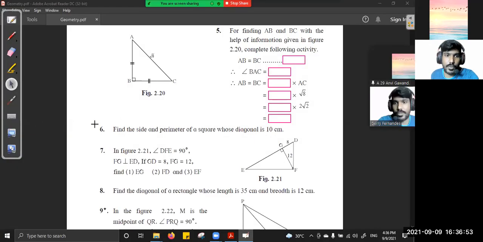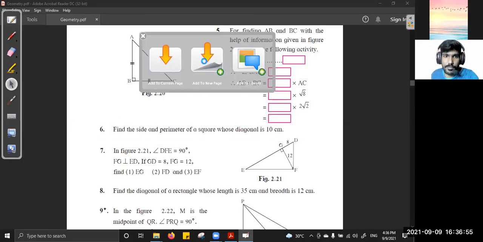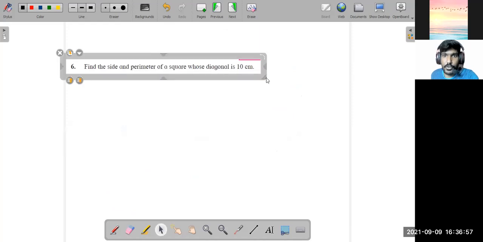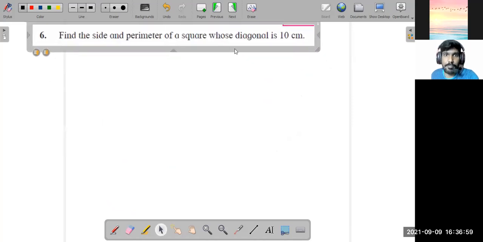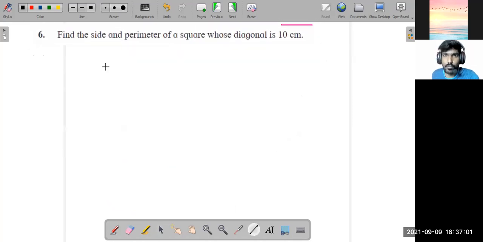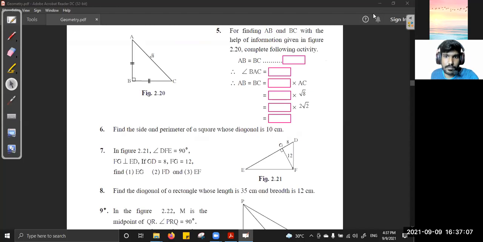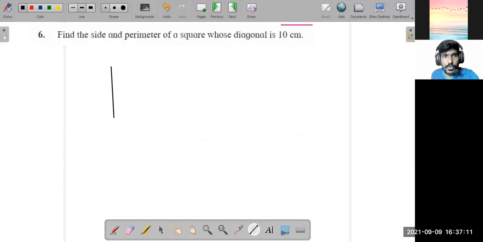Now let's do the sixth one. The sixth one is also very simple. It's very easy. You have to find the side and the perimeter of a square whose diagonal length is given.